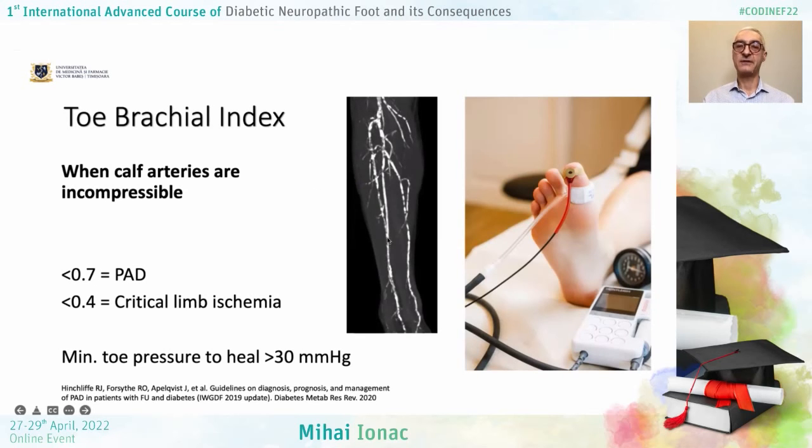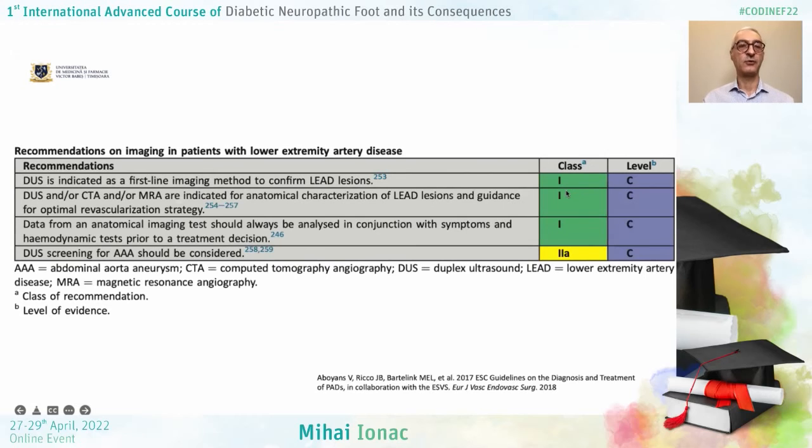If we have patients with such calcifications, then we have to do the toe brachial index. And these are the numbers. For PAD it is below 0.7, so a 0.2 difference to ABI, and critical limb ischemia is below 0.4. Again, the threshold minimal toe pressure to heal an ulcer is 30 millimeters of mercury measured at the toe.